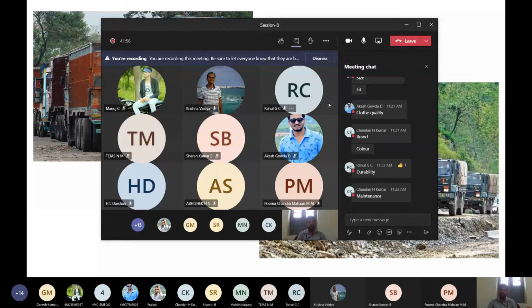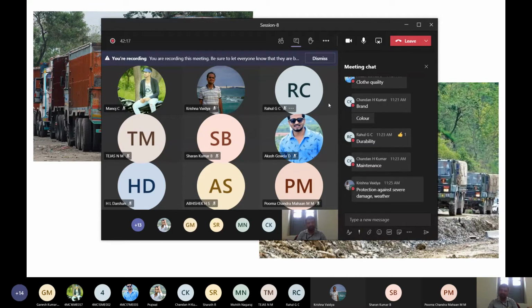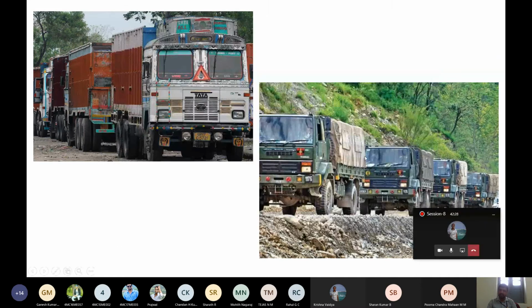If you consider the Indian Army, these trucks are used in Ladakh and Kashmir. You know the temperatures at which these trucks must operate. At times it may be -5, -10 degrees Celsius, at times it may be 25 to 30 degrees. So weather conditions, protection against severe damage. Again, these constraints are posed by the user. Here the user of this product, the truck, is the Indian Army. You have to consider the user constraints.